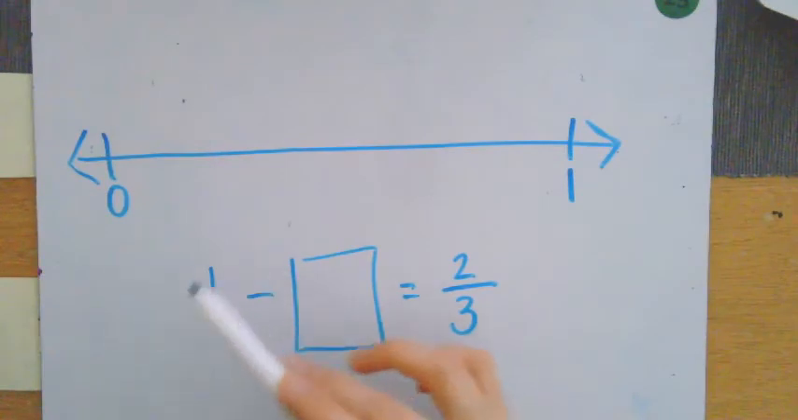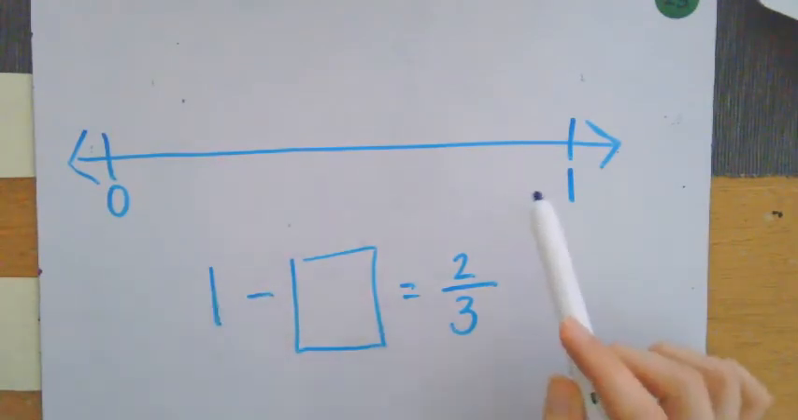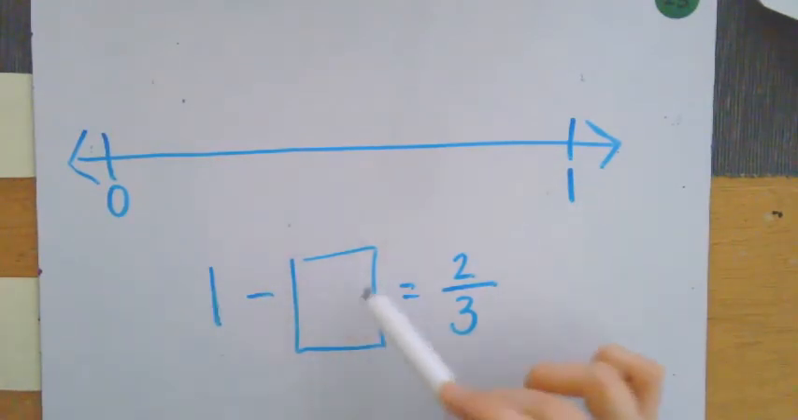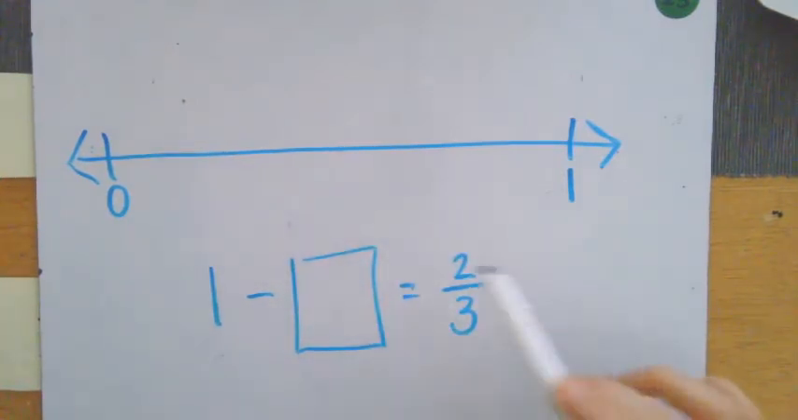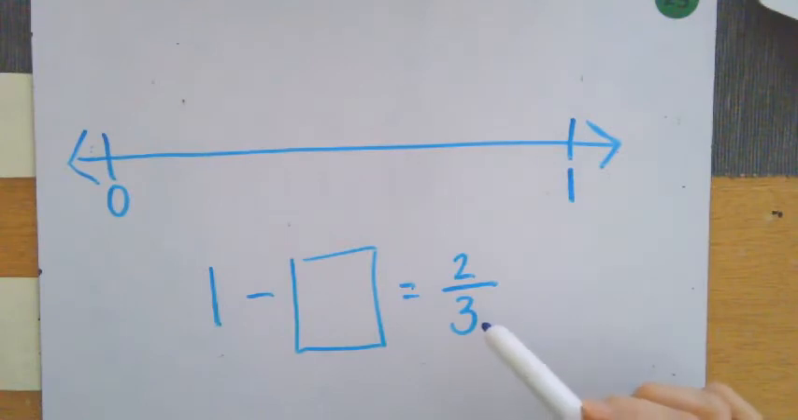Does this tell me anything? No, this is my point right here. Does this tell me anything here? No, I don't know what it is yet. Does this tell me anything here? Yes, it tells me the denominator of 3 tells me how many parts are going to be in my whole.